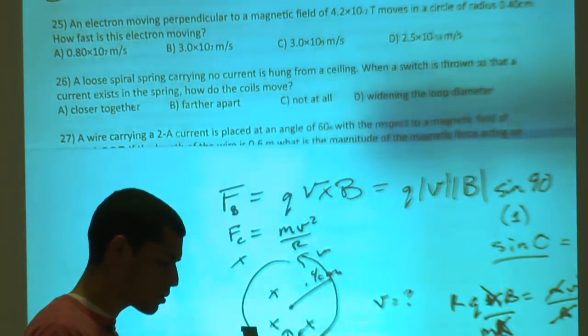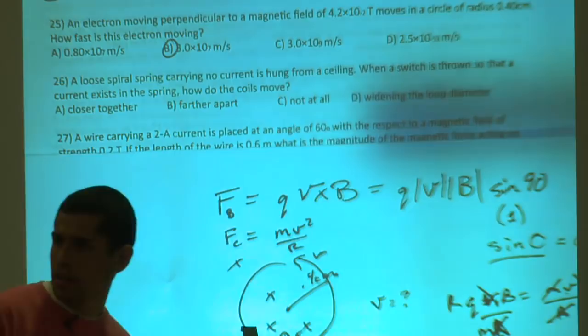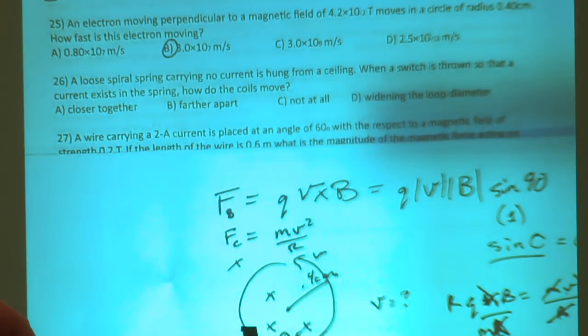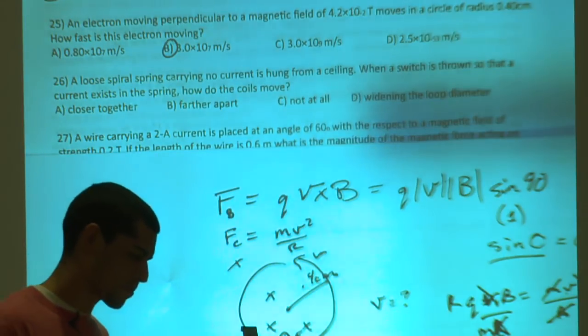If we solve this out, we'll see the answer is equal to 3 times 10 to the 7th meters per second, right? Who calculated that out? Nobody. Yeah, it worked? Cool. Awesome.